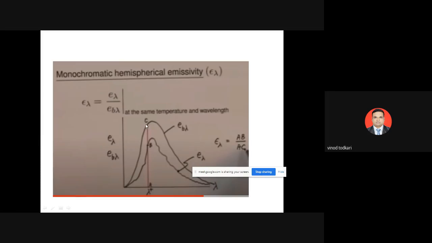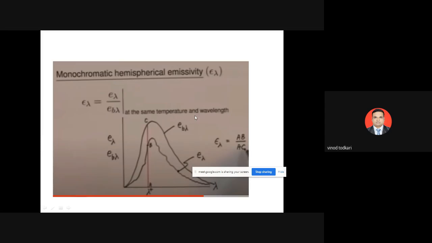AC is nothing but E_b lambda. So if I take AB upon AC, I will get the value E lambda upon E_b lambda, which is nothing but epsilon lambda. What is this epsilon lambda? Epsilon means emissivity and lambda means monochromatic. Monochromatic emissivity is the ratio of monochromatic emissive power of a body to monochromatic emissive power of a perfectly black body at the same temperature and wavelength.